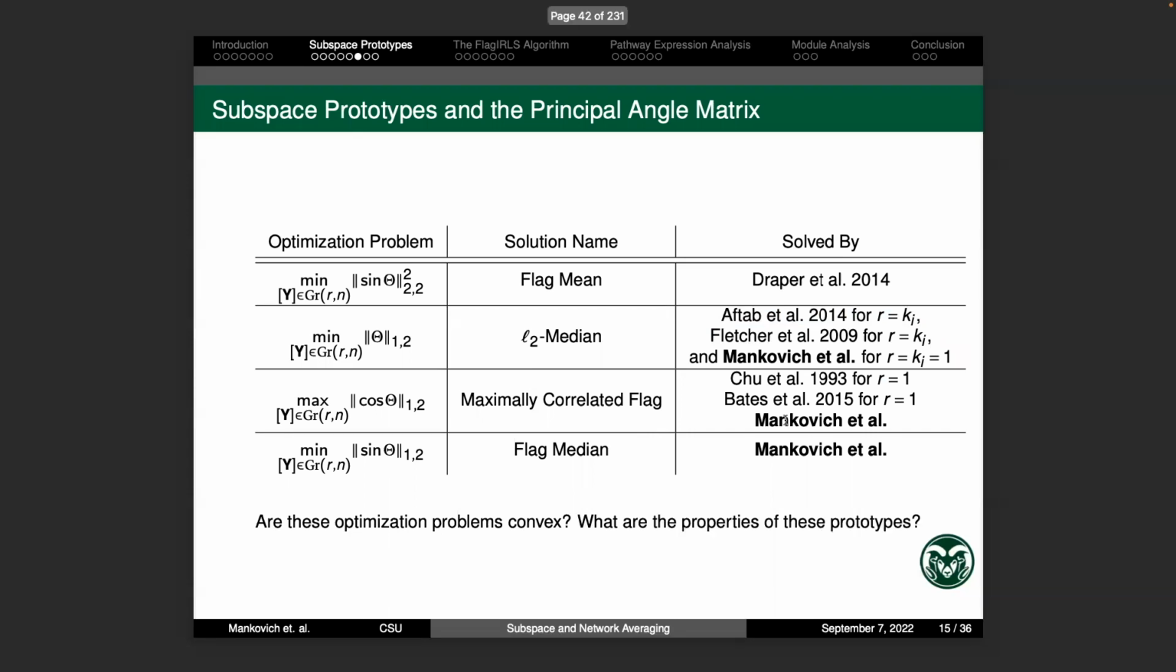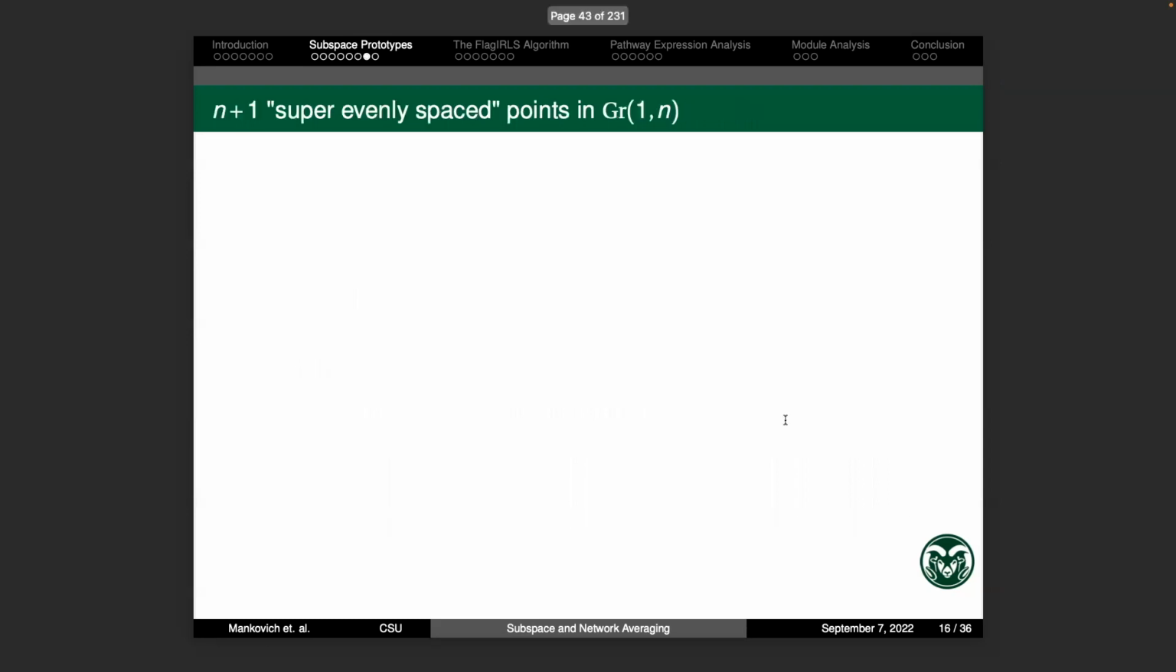And yeah, also, what sort of properties do these prototypes have? A quick example is if you take super evenly spaced subspaces, what would that look like? It would just be subspaces or lines. If we're talking about Gr(1,n), these are just lines through the origin. And if we want them to be really evenly spaced, we just want all the angles between them to be the same.